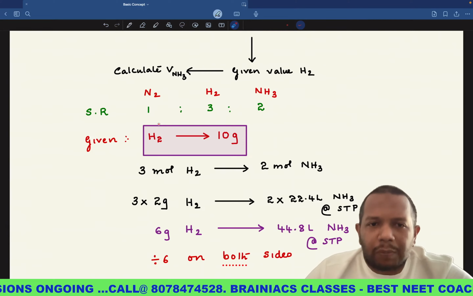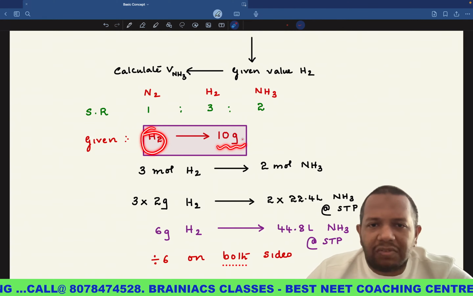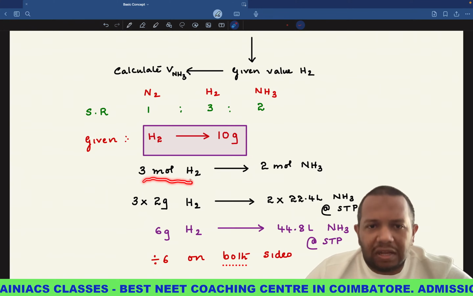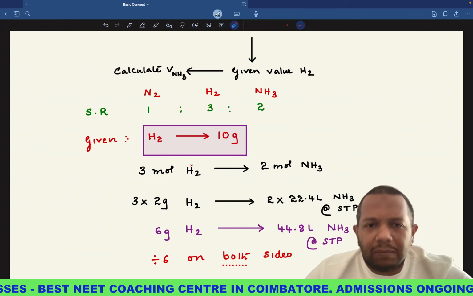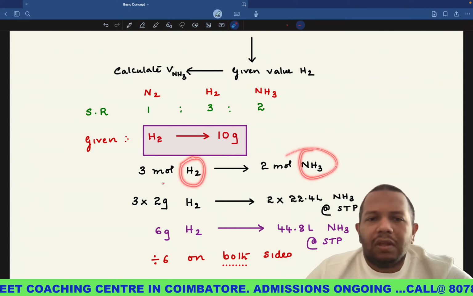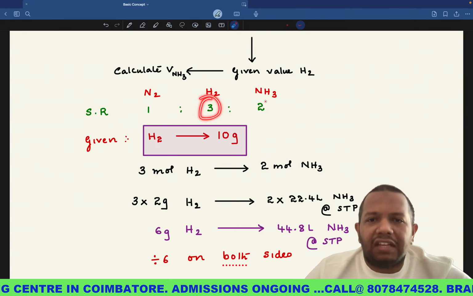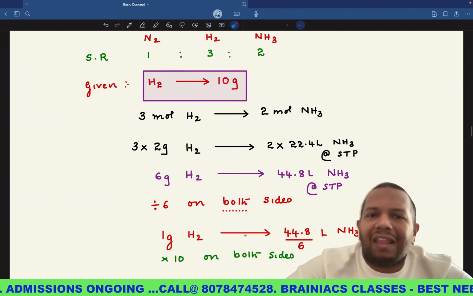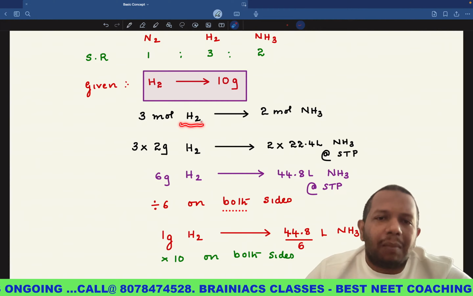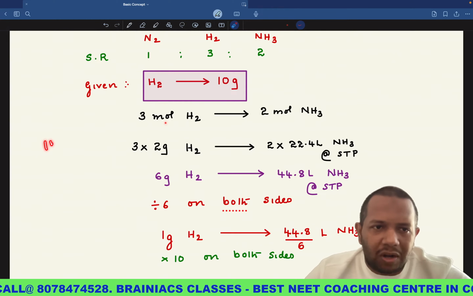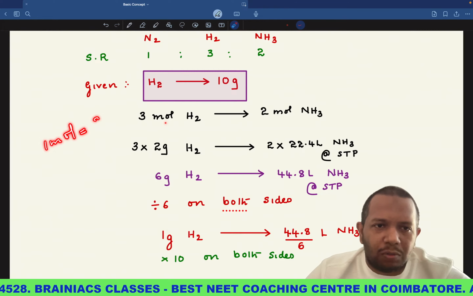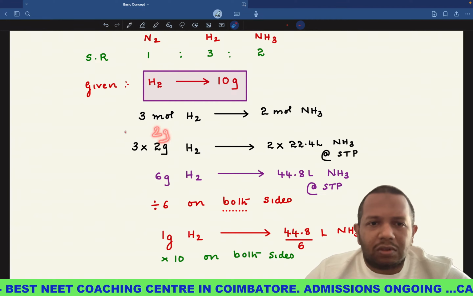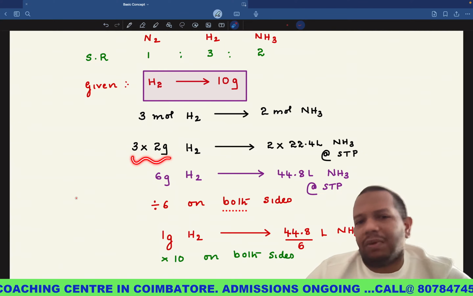Next thing is identify what is given in the question. Given for you to prepare this is hydrogen, that is 10 gram is given. We know that here 3 mole hydrogen, as per the stoichiometry, we need to relate between hydrogen and ammonia. So 3 mole hydrogen can give you 2 mole of ammonia. Now convert this into the respective relevant quantities. Here hydrogen is in mass. So 3 mole, we know that 1 mole will have a mass equal to the mass number of hydrogen expressed in grams. So 1 mole will have 2 gram. So 3 mole means 3 into 2, 6 gram it will have.